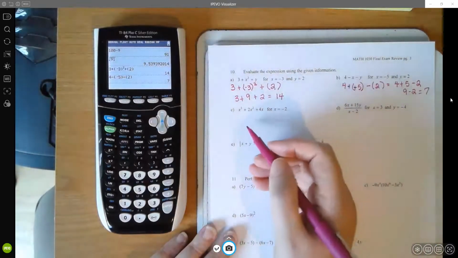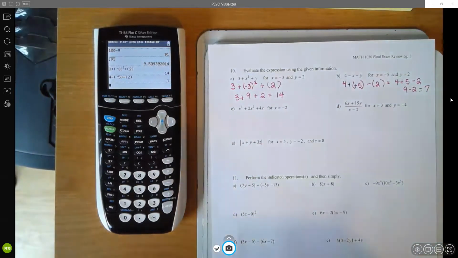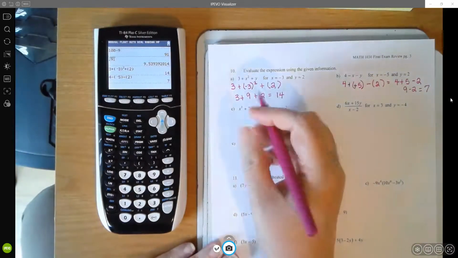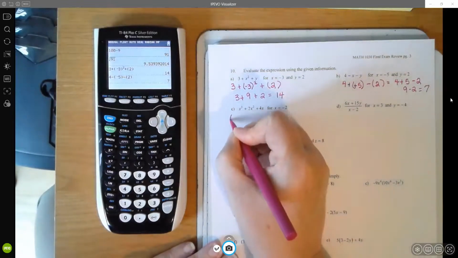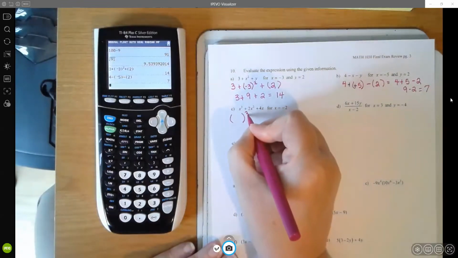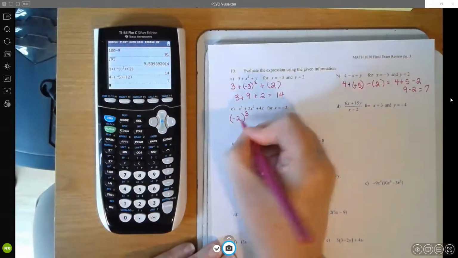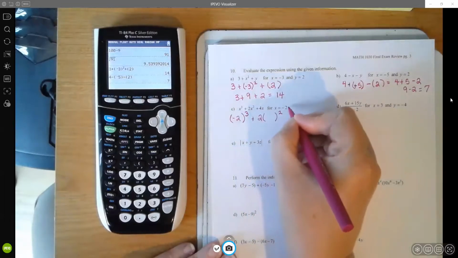For the next problem, I have to roll back here and get my glasses again. Okay, there we go. Apparently I can read squares, but every time I get to a cube, I have to put my glasses on. So that would be x cubed. And what is my x? Well, it's a negative 2 plus 2x squared. And what is that?